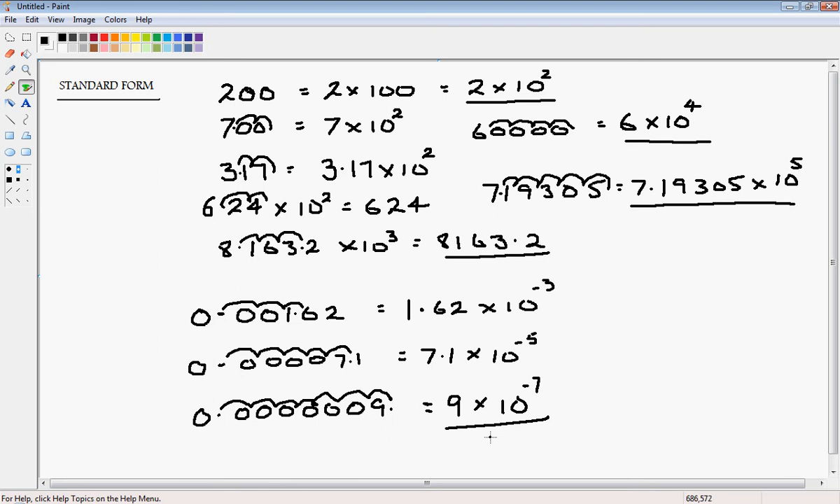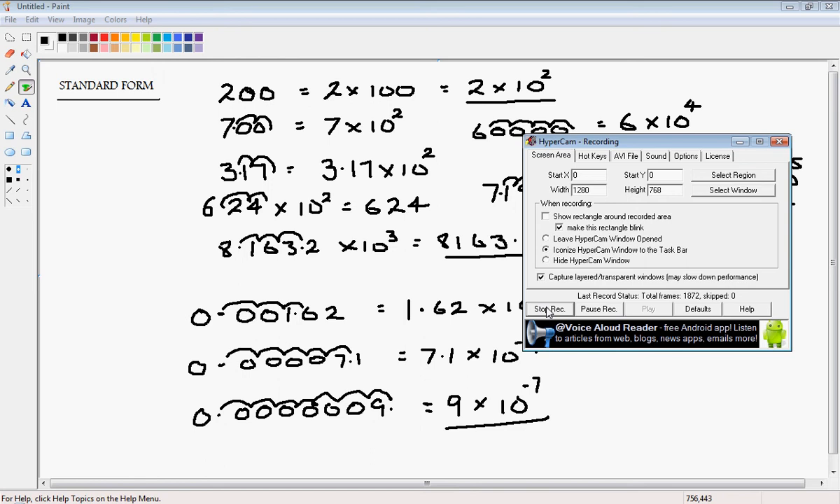Okay, that's it, my children. That's all there is to it. Okay, so I will do another little lesson on how we can calculate using standard form numbers.